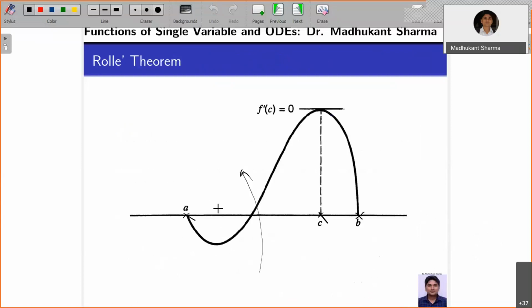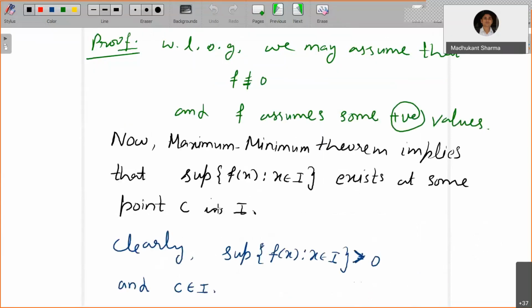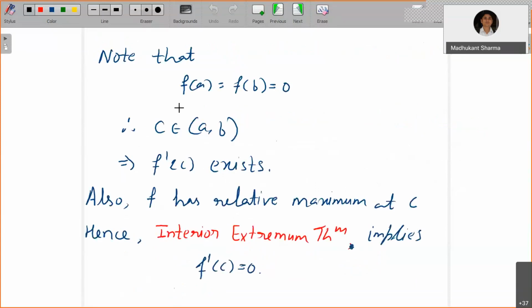So here is the outline of the proof. Without loss of generality, we may assume that f is not 0 and f assumes some positive values. Now the maximum-minimum theorem implies that the supremum is attained at some point c in I. Clearly the supremum is greater than 0. Since f of a is 0 and f of b is 0, but f of c is greater than 0, c must be an interior point of AB.